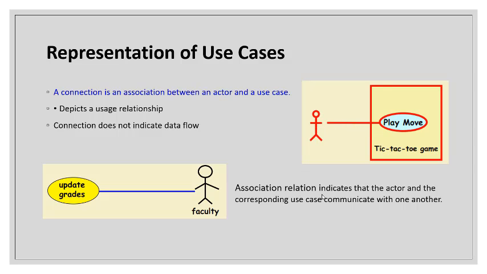The association relation indicates that the actor and the corresponding use case communicate with one another. So this is the association relationship, and it says that they communicate to each other. Faculty and upgrade grades: the faculty communicates to upgrade grades.